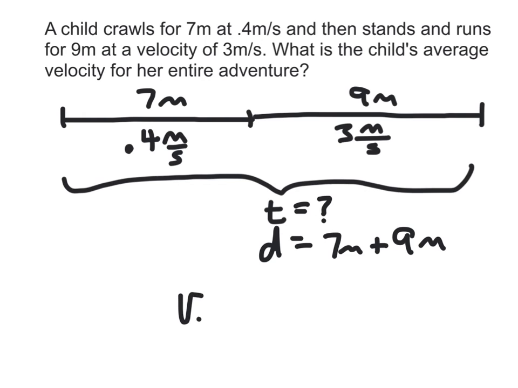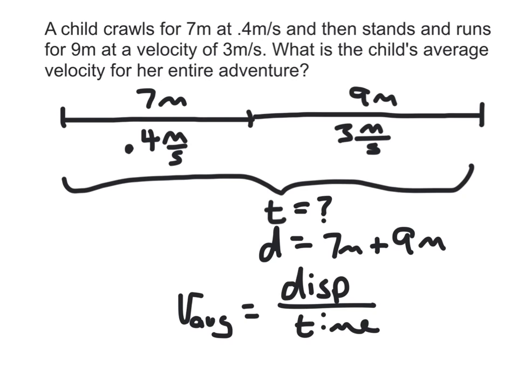Now, what is velocity average? Velocity average is equal to distance or displacement over time. Now again, we know our displacement. It's 7 plus 9, 16 meters. We don't know our time, however, for the entire trip.